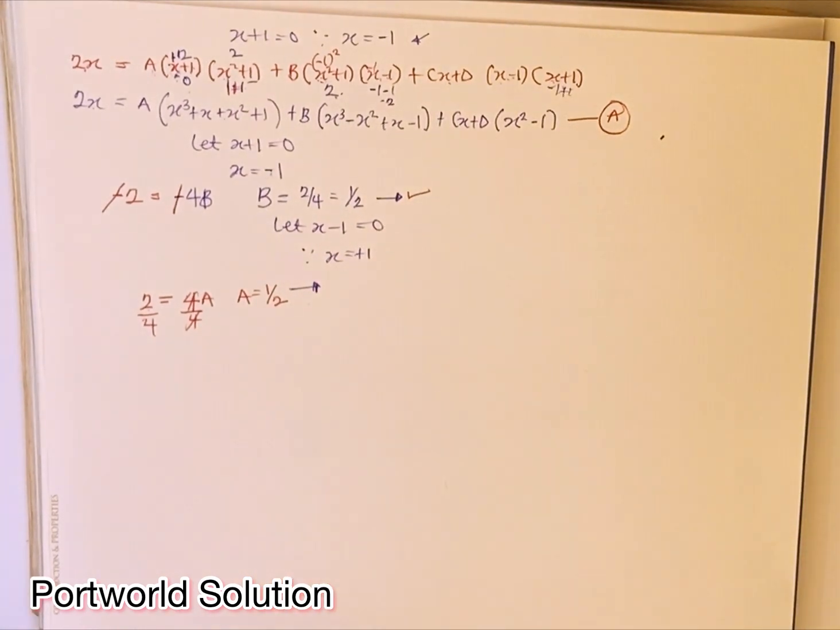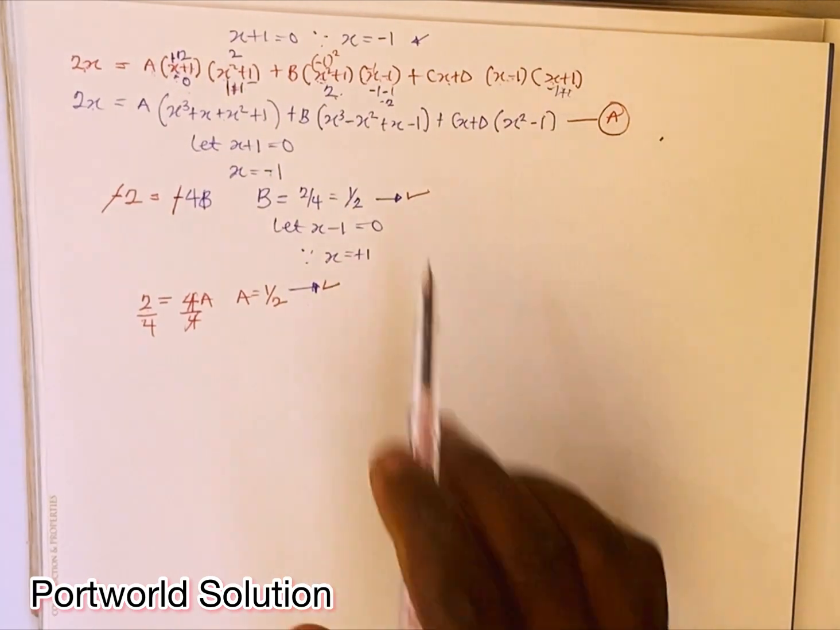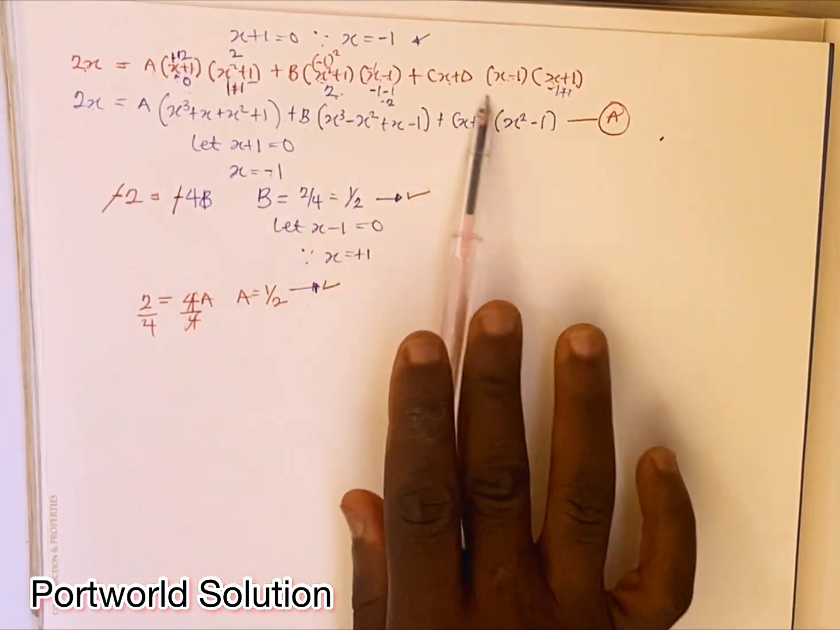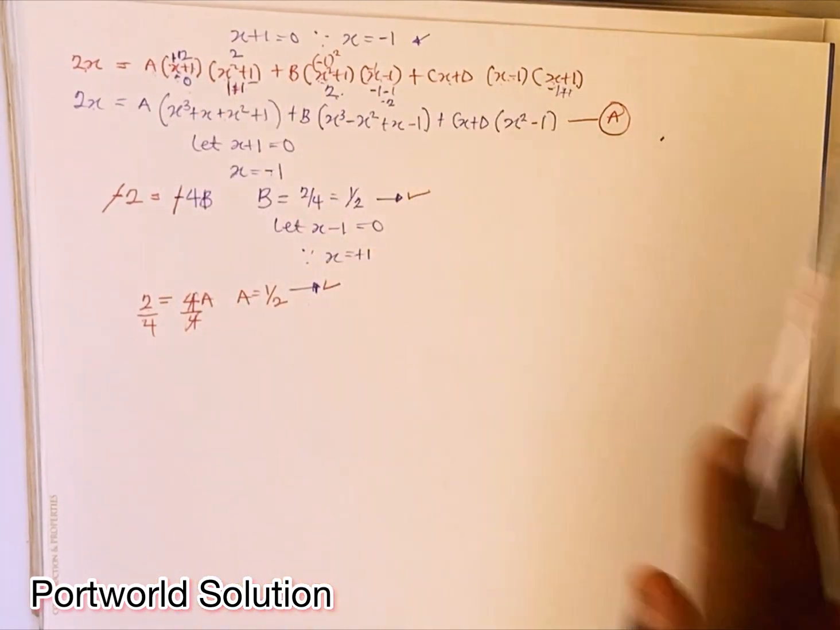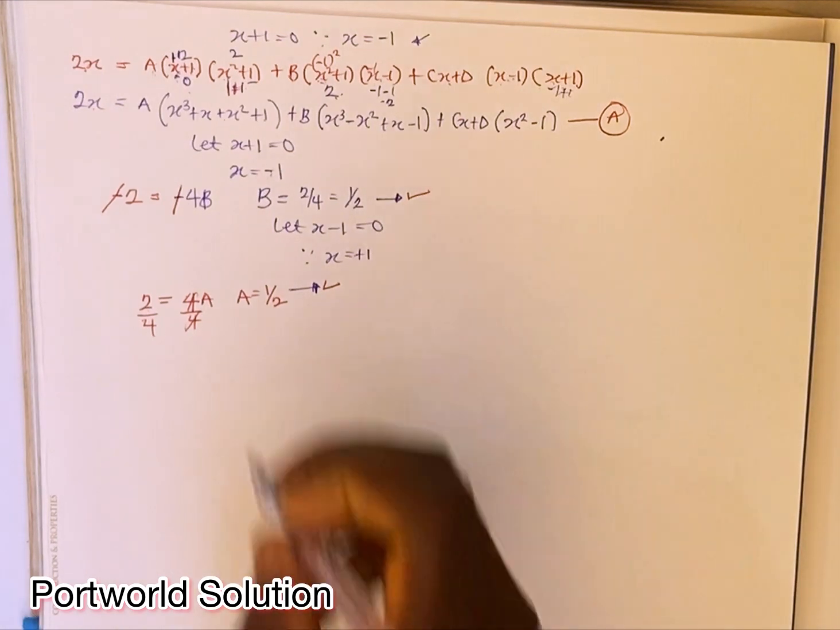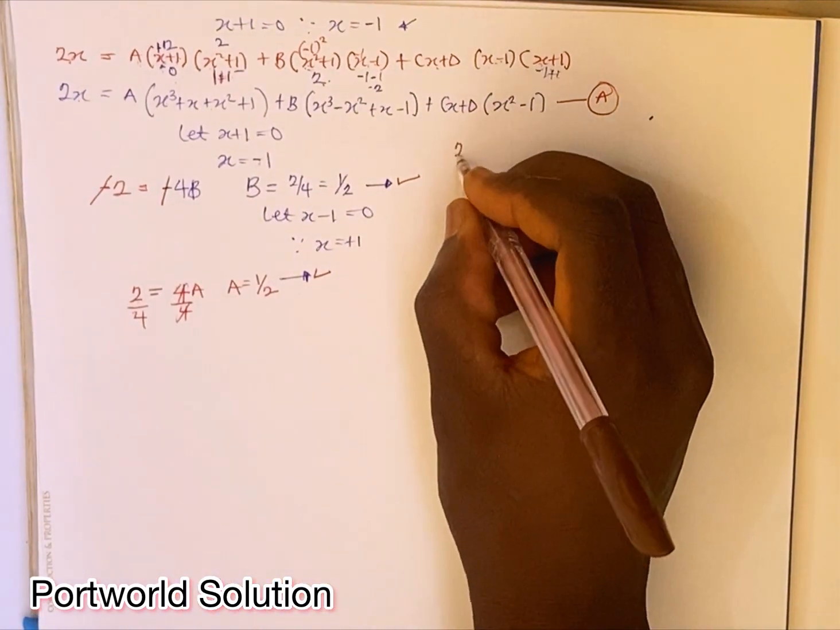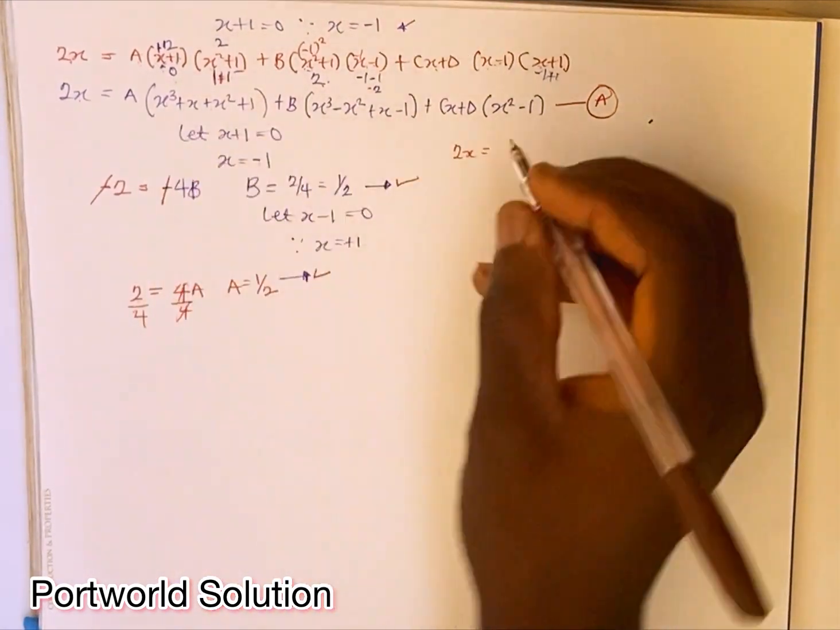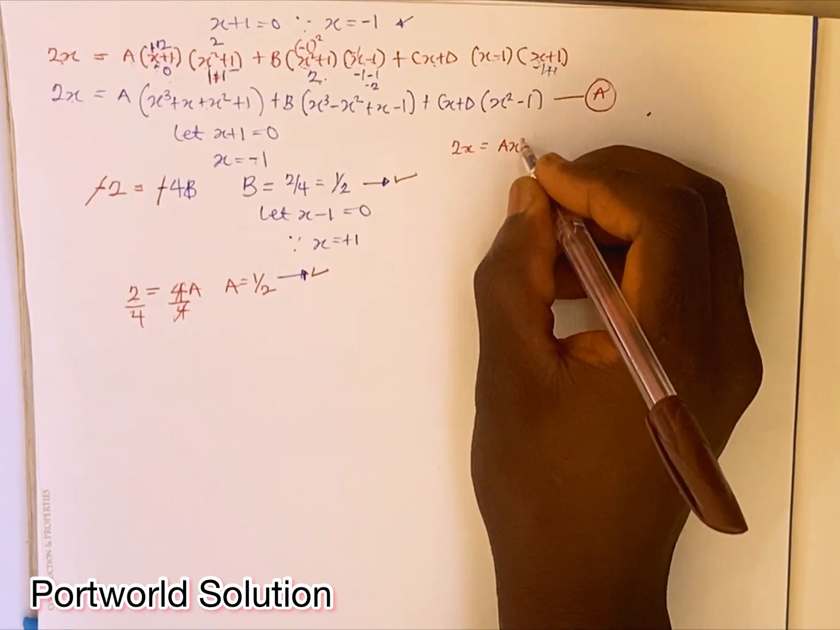So now let's look at this very well. Now, I don't think I have any other equation that I can use to get my c and d, but I can go ahead and open these brackets very well. Then I will try to compare the coefficients, because that's the only thing I can do here. So now, looking at this, I'm going to have 2x equals to, look at this, I'm going to have this to be Ax raised to the power of 3, right?